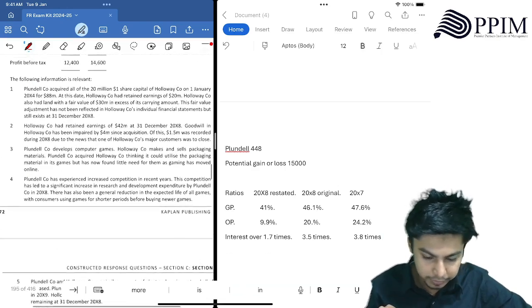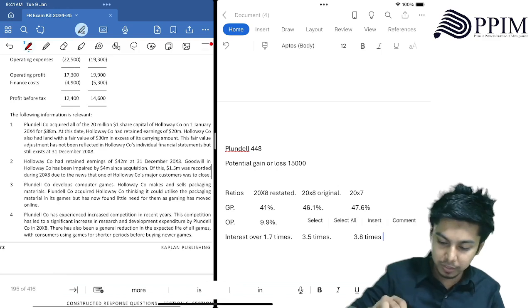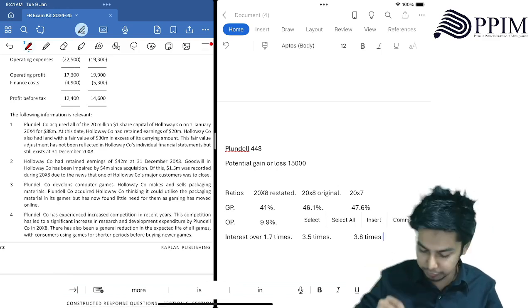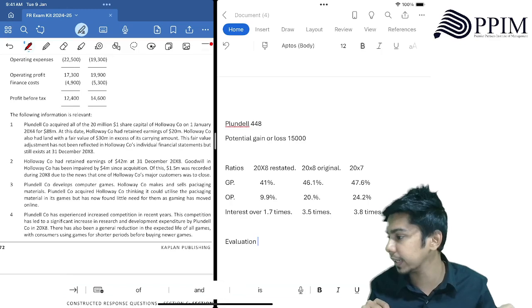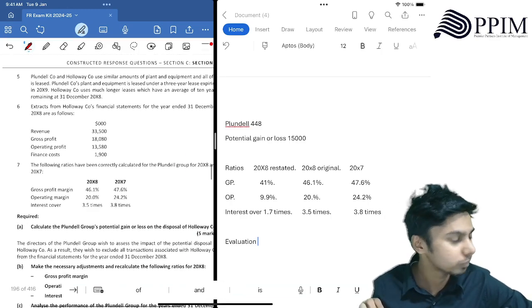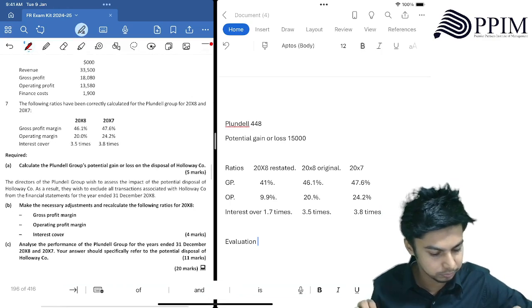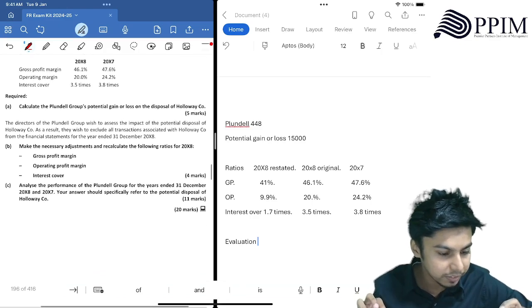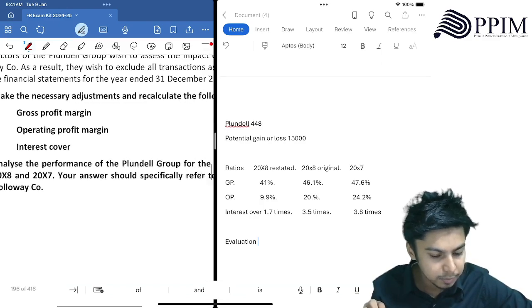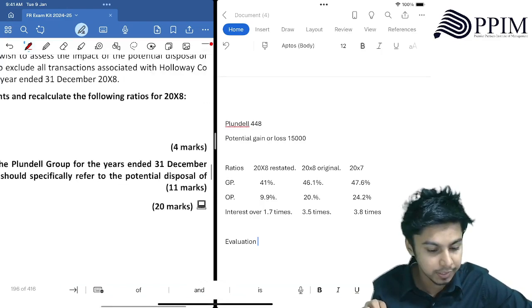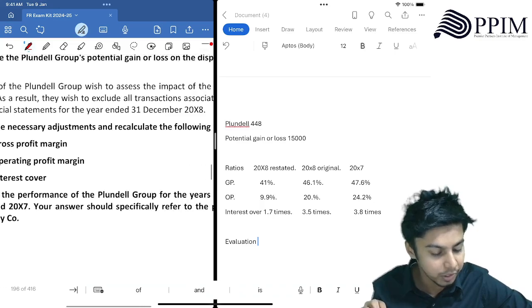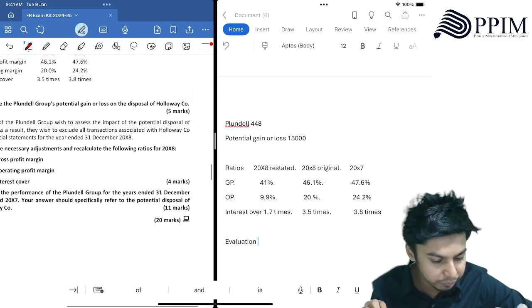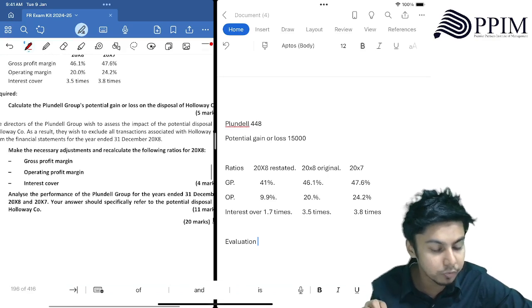Okay, right. Now guys, shall we quickly evaluate this question also, guys? This is a question that has been pending for 2 weeks. Shall we quickly finish it off? Right, so guys, now put the heading over the evaluation, please. Right, please put the heading over there, guys, evaluation. Done. So guys, now they are asking like this over here. See, analyze the performance of Plundle Group for the year 31st of December 2008 and 2007. Your answer should specifically refer to the potential disposal of Holloway.